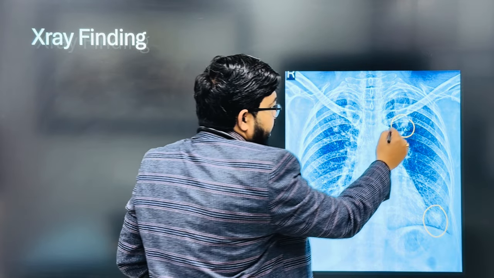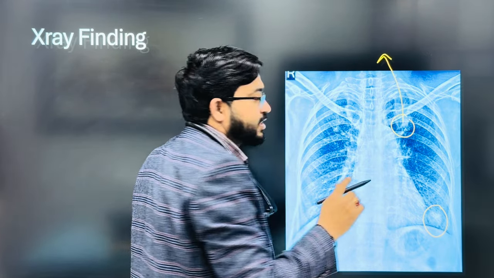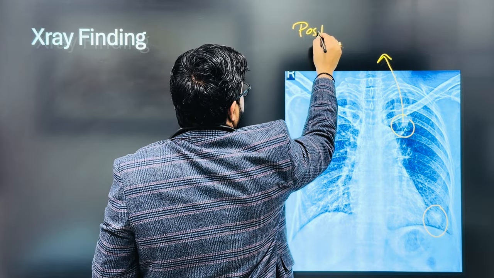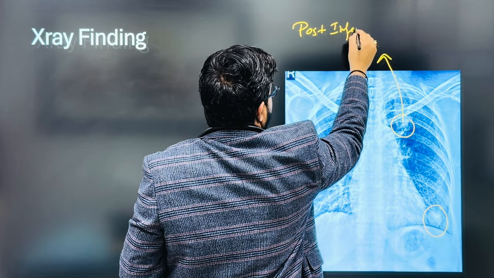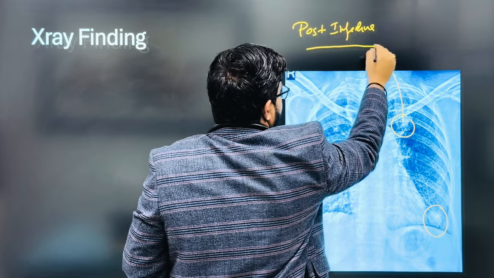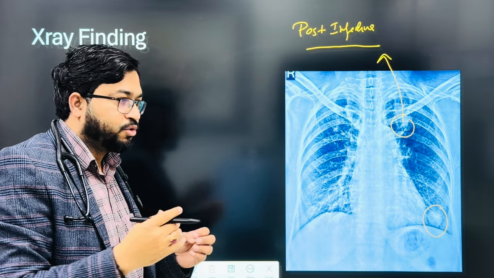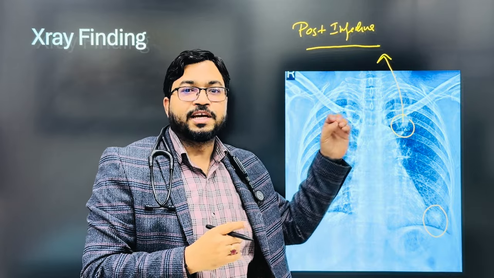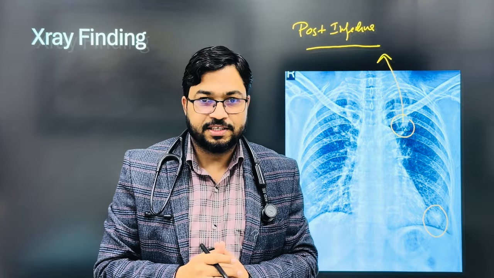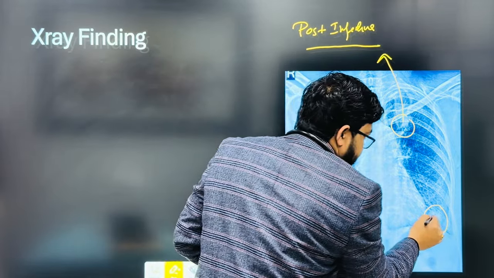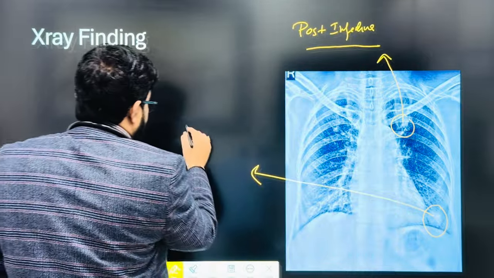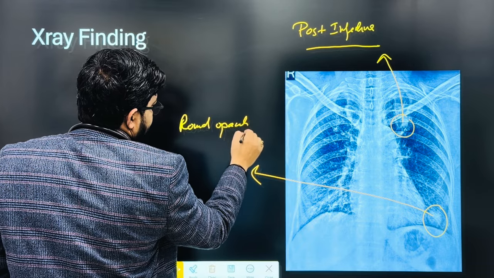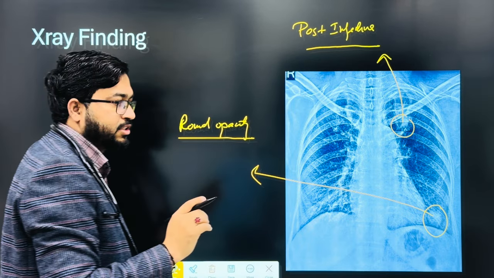If you look at this, the differential becomes whether it is post-infective. So many things you can miss after looking at this, because the differential diagnosis becomes old changes. But when you look at this lesion, it's a round opacity. So what are the differential diagnoses?